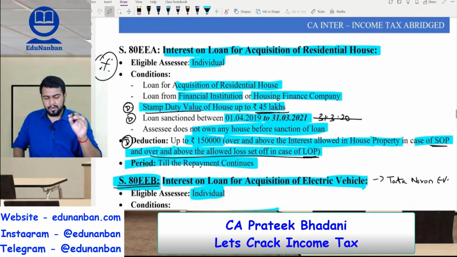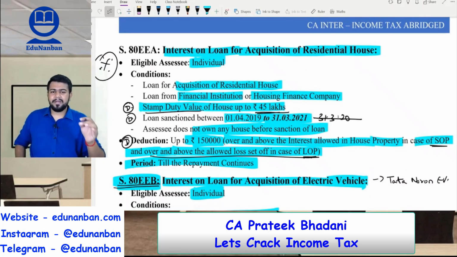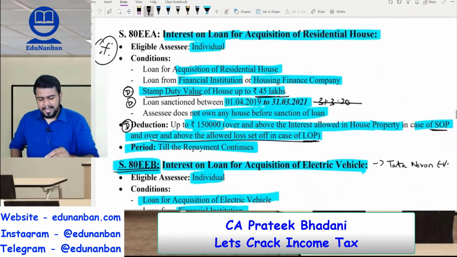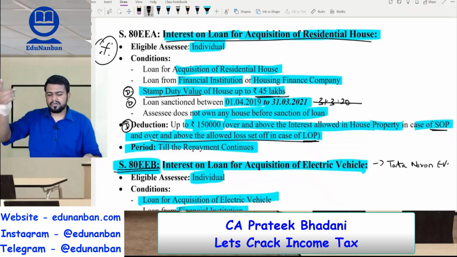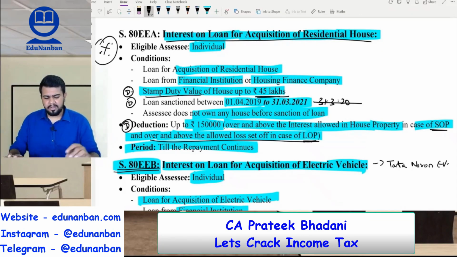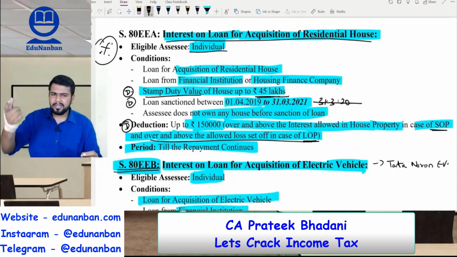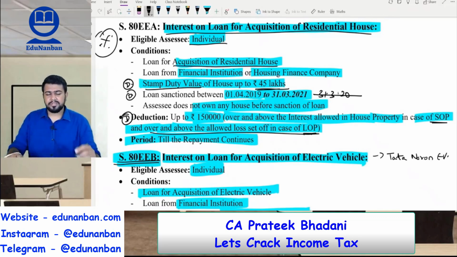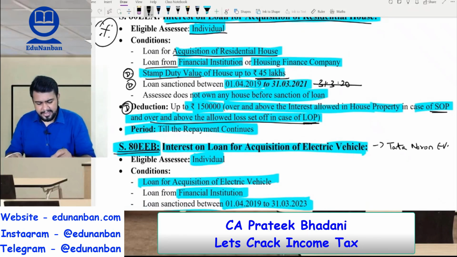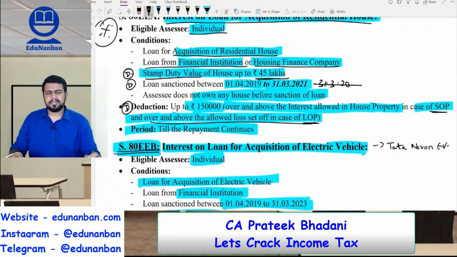Now let us come to the important section, section 80EEA, which is important because there is an amendment also. Interest on housing loan is allowed as deduction. Who is eligible? There an individual is eligible, here also an individual is eligible. What are the conditions? First condition, the loan should be for the acquisition of a residential house. There also the same condition, here also the same condition. Next, the loan should be taken from a financial institution or housing finance company. Same condition in both.